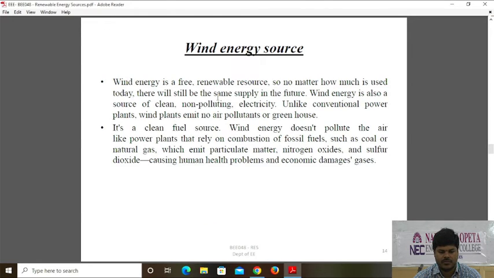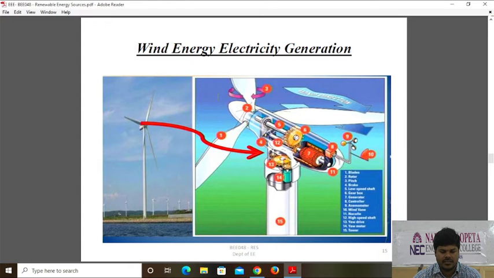No matter how much it is used today, we will still have supply in future. As I told, it is a renewable energy source. Wind is available everywhere, anywhere, and all the time. Without wind, we cannot survive, right? So see the parts inside the windmill. These wheels are connected to the turbine. The turbine is connected to the generator. The generator is connected to the grid.